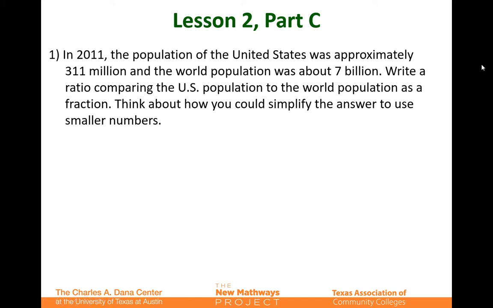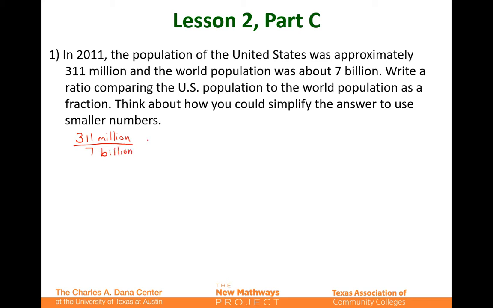In 2011, the population of the United States was approximately 311 million, and the world population was about 7 billion. Write a ratio comparing the U.S. population to the world population as a fraction. Think about how you could simplify the answer to use smaller numbers. So our ratio, if we want to compare the two, a ratio looks like a fraction. We have 311 million compared to 7 billion.